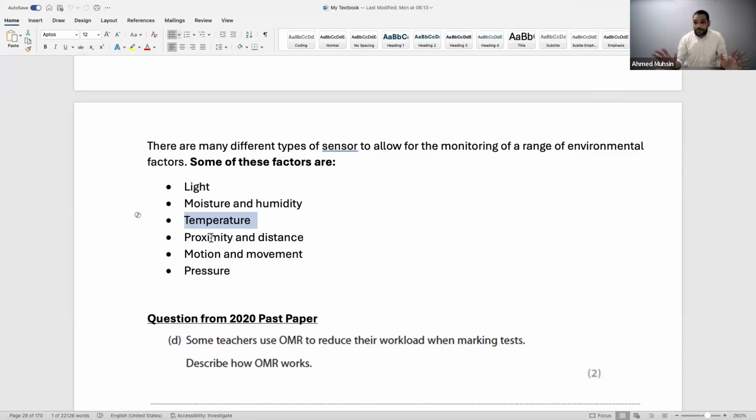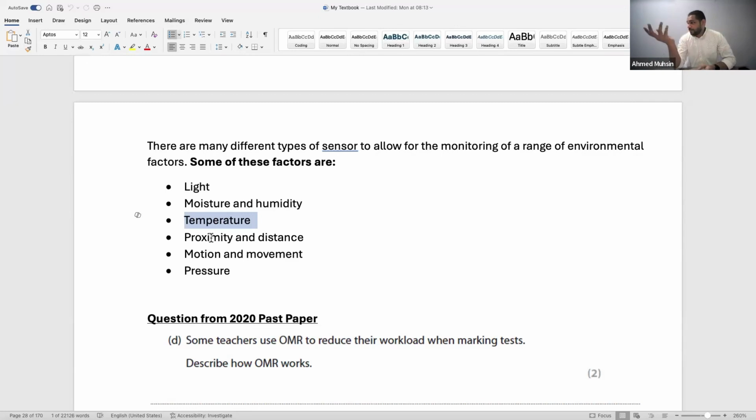Everybody okay with this? So what does a proximity sensor do? It detects distance. It detects how close something is. Can you guys move on to the next one? Motion and movement.